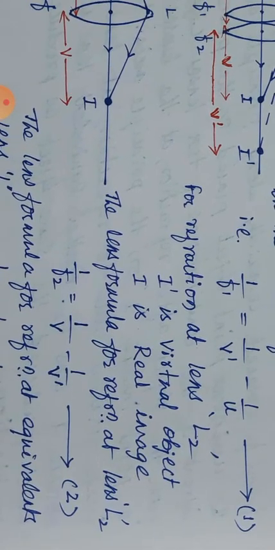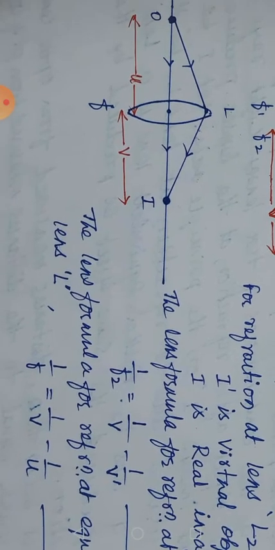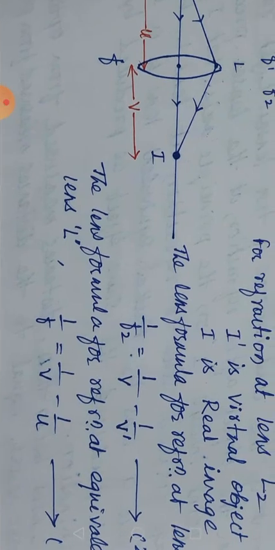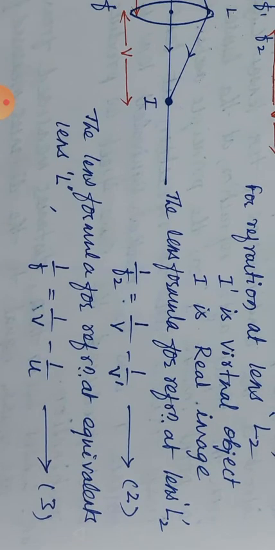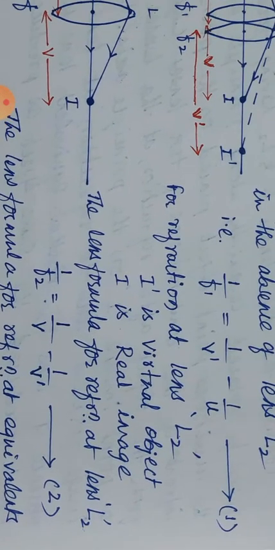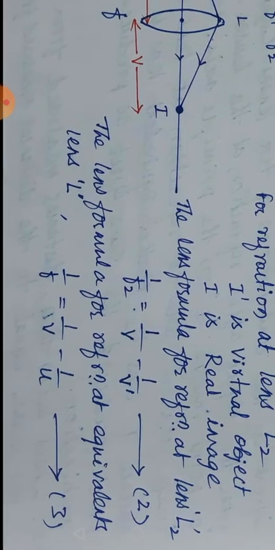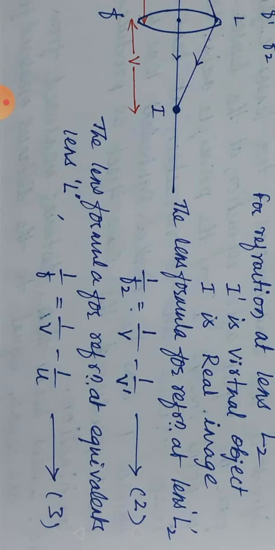Writing the lens formula for refraction at lens L2, we have written equation 2. Similarly, the lens formula for refraction at the equivalent lens L can be written as 1 by f equals 1 by v minus 1 by u. Let's call this equation 3. So what are the three equations? Equation 1 is the lens formula for refraction at lens L1 in the absence of lens L2, equation 2 is the lens formula for refraction at lens L2, and equation 3 is the lens formula for refraction at the equivalent lens L.